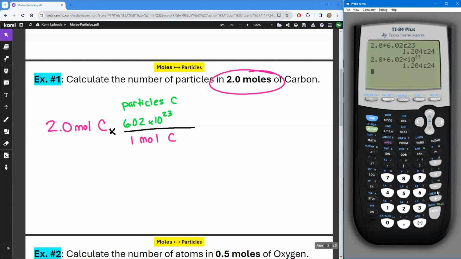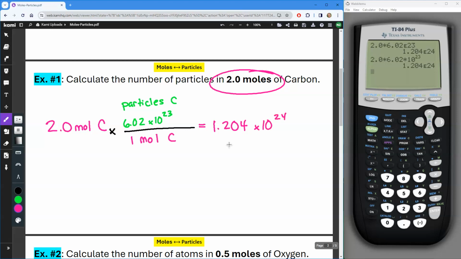So it saves you a little bit of trouble if you use the E button rather than having to type out the whole thing times 10. Okay, so I recommend using the E button if you can. It'll just make things a little bit easier. So let's write out our answer here and let's round. So we got 1.204 times 10 to the 24. Because remember that E is times 10, and then any number after that is the exponent.